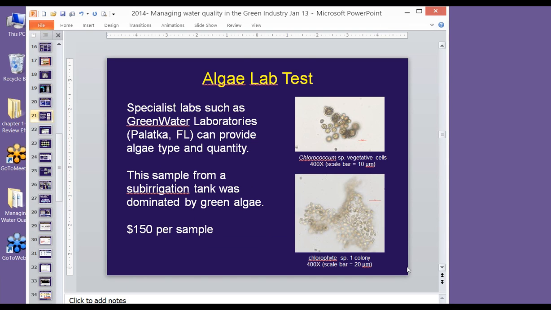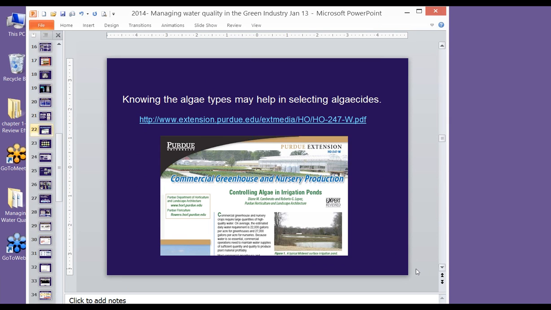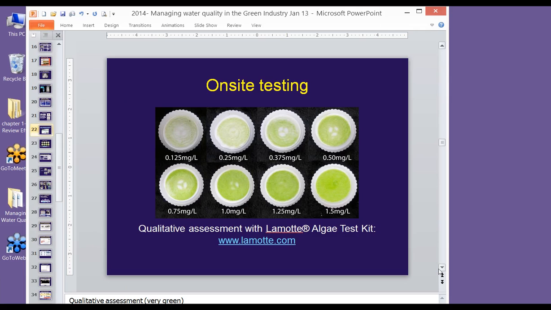Some people suggest that it's very important to identify the specific bacteria that you have present in your water, because you can better match the algaecide if you know specifically which bacteria you have. It's a little pricey, $150 per sample, but you can do it once or twice a year to make sure that the algaecide you're using is more effective. And I suggest that you follow the fact sheet done by Diane Camberato and Roberto Lopez at Purdue, which will help match the specific algaecide to specific algae if you identify which algae you have in your water.